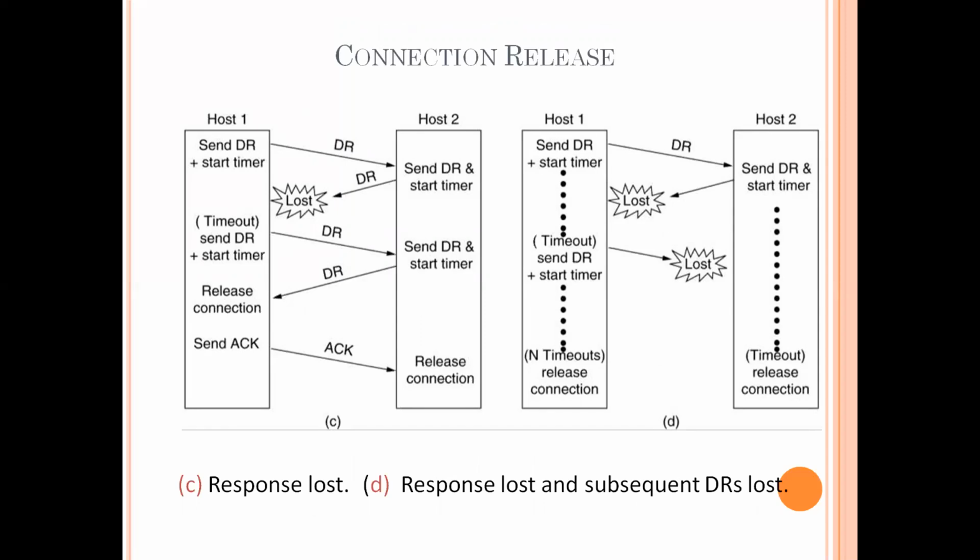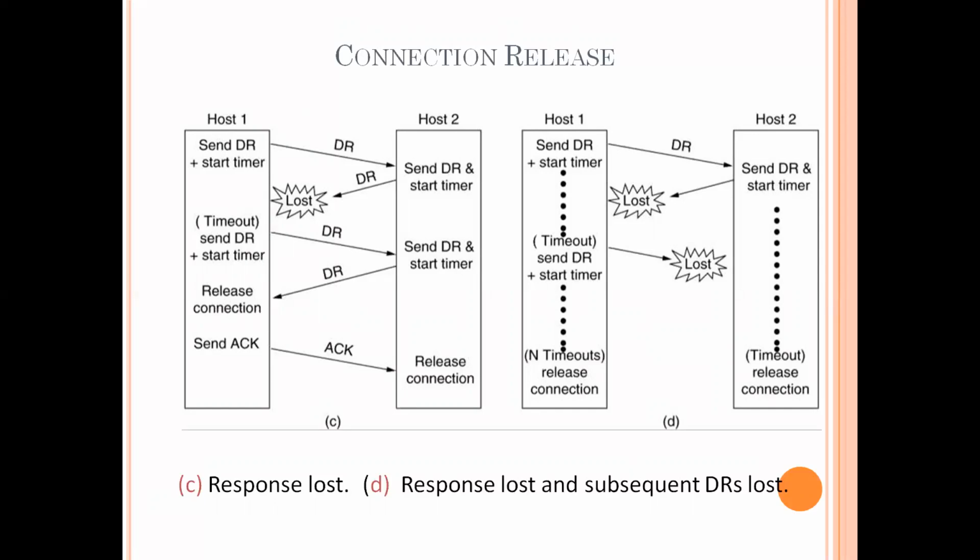In this, host 1 sends the data release to host 2, but the data release sent by host 2 is not received by host 1. Here the data release of host 2 is lost in the intermediate. At that time, host 1 will wait up to the timeout. After the timeout, host 1 understands that host 2 didn't receive the data release which was sent by host 1. That's why it again sends a data release to host 2.